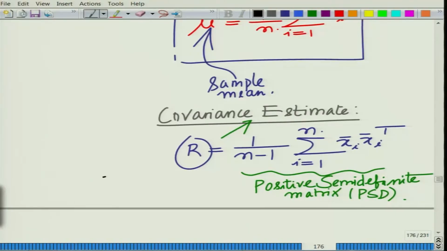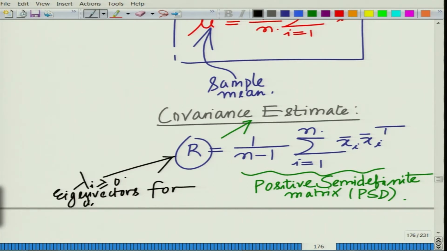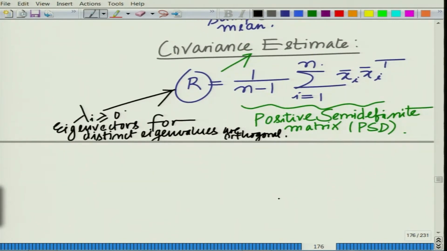So, this implies eigenvalues, that is lambda i greater than or equal to 0, and eigenvectors for distinct eigenvalues are orthogonal. Okay. And now we have to find the direction of the principal components.